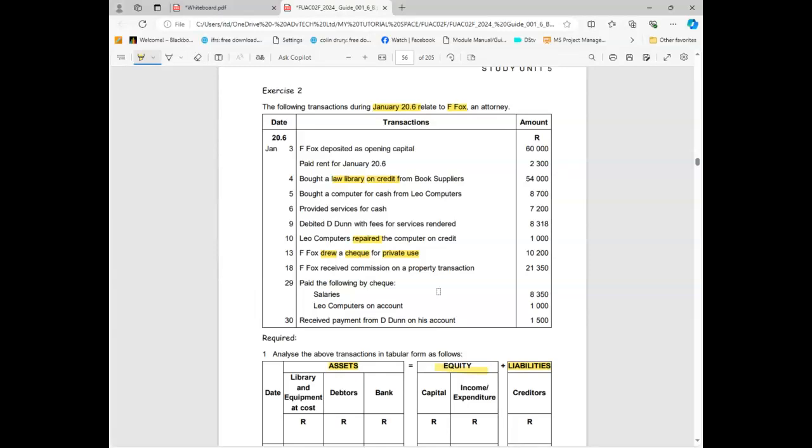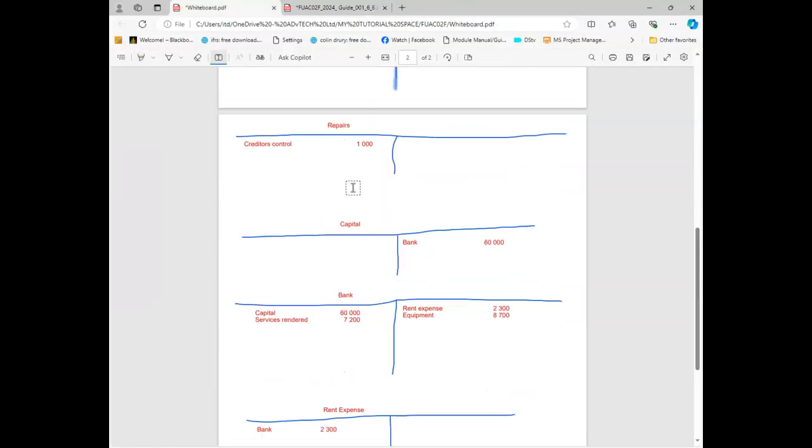So here, let's unpack. The owner took cash or a check. When you see a check, it means it's cash. For private use is drawings. A check represents cash. Where do we put cash? In the bank. So you've got bank and drawings. Write this down. Private use makes a difference, because next time you can draw a check, but not for private use. Are you with me? Yes, sir, that makes sense.